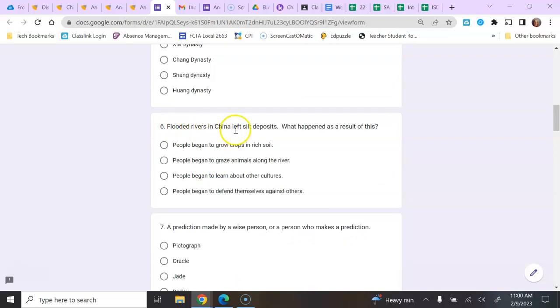Flooded rivers in China left silt deposits. What happened as a result of this? So because the rivers flooded, it left those silt deposits just like in Egypt. So what happened because of that? People began to grow crops in rich soil. People began to graze animals along the river. People began to learn about other cultures. People began to defend themselves against others.